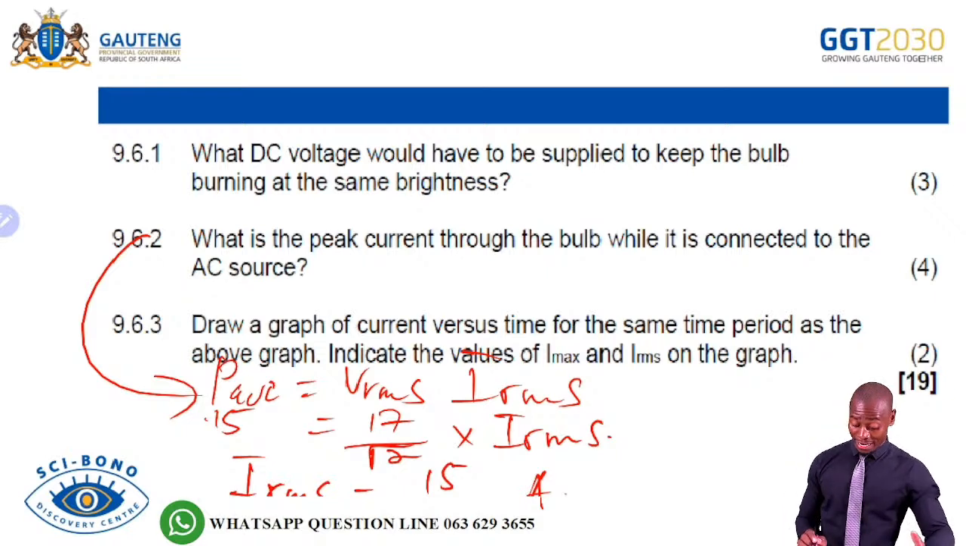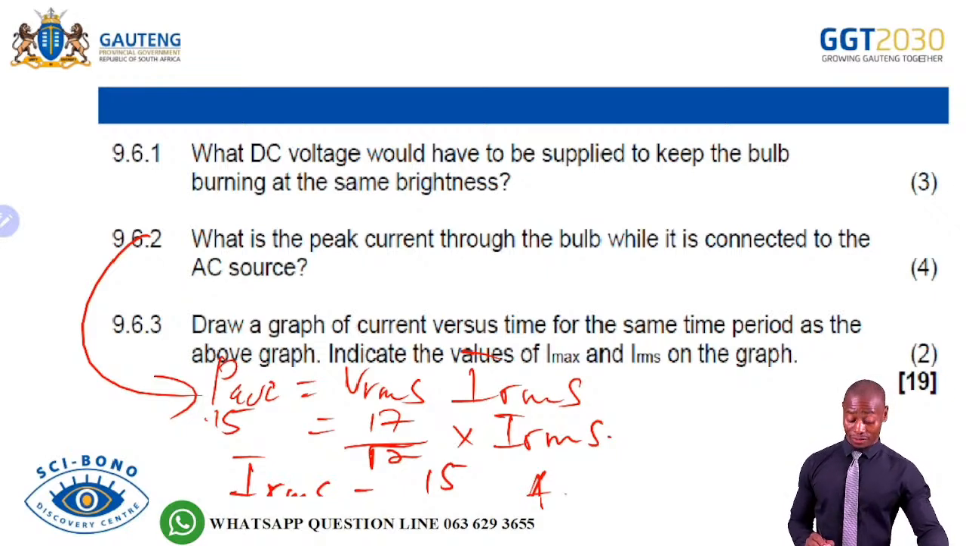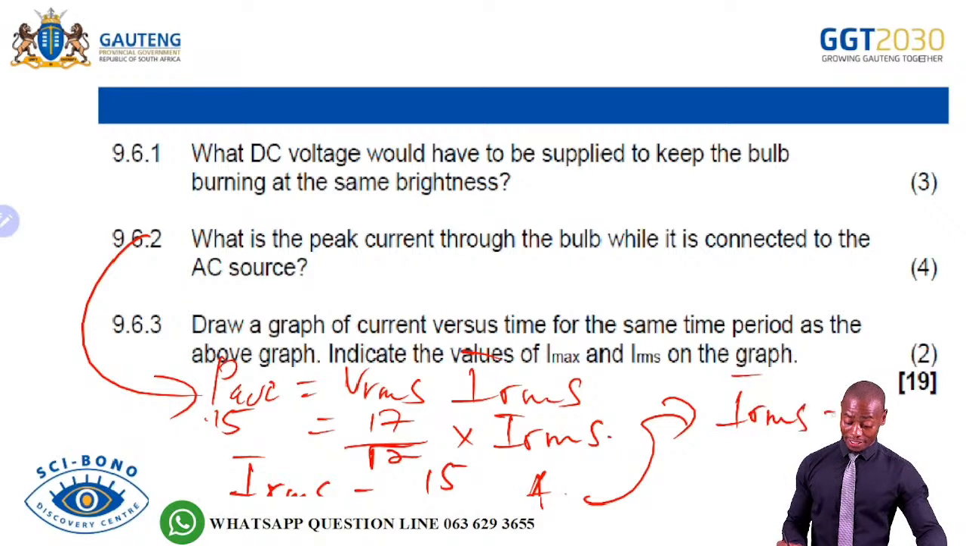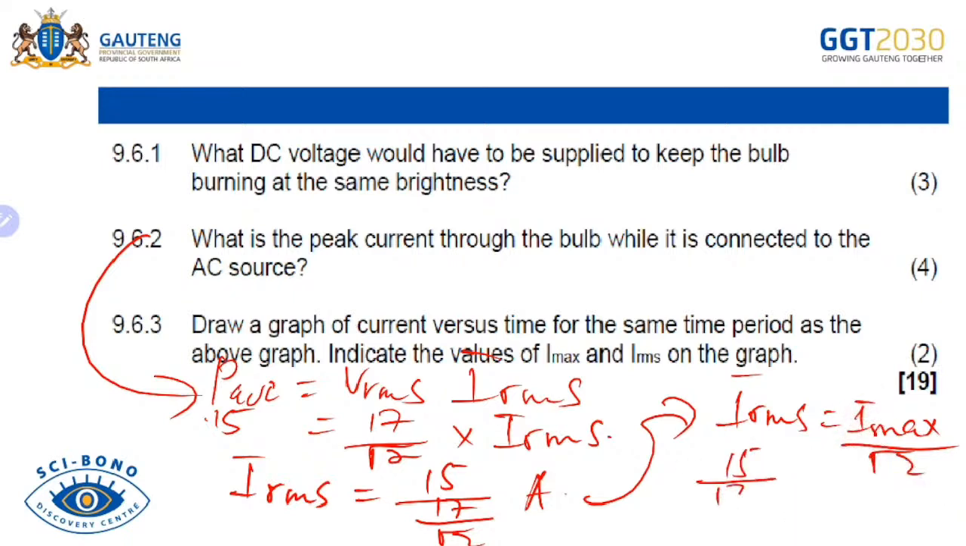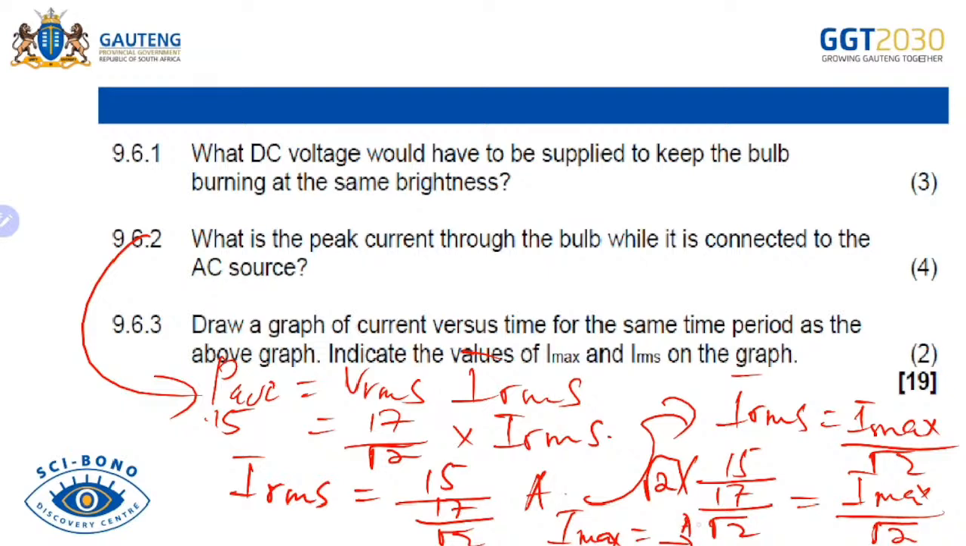Learners, we are not supposed to round off this answer, because this is not your final answer. Now I have IRMS. I know IRMS is given by I max divided by root 2. So IRMS is 15 over 17 divided by root 2, equals I max divided by root 2. Then I need to multiply by root 2, and when I multiply by root 2, I will get my I max. Then you just need your calculator there.